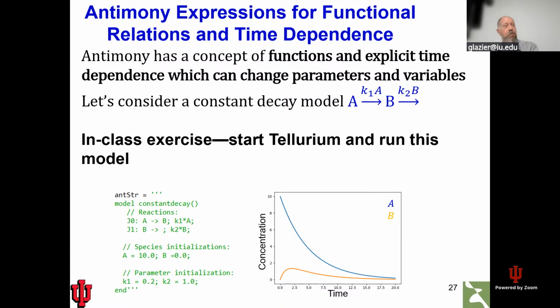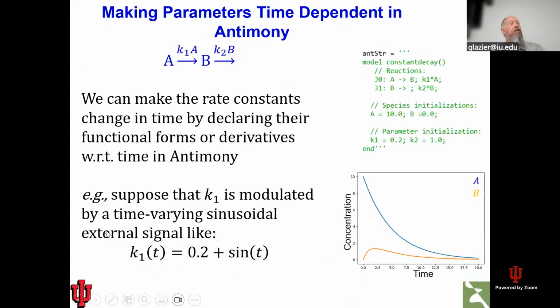And as I mentioned, we've already seen examples of what we call functional relationships and also of explicit ODEs, but we haven't played with them in detail, and I'd like to make sure that we're familiar with the syntax and the functions. So the next thing we're going to do is modulate the value of a parameter, K1.